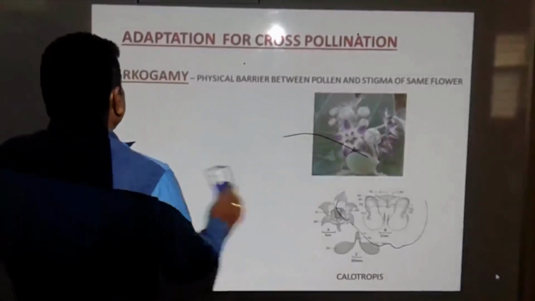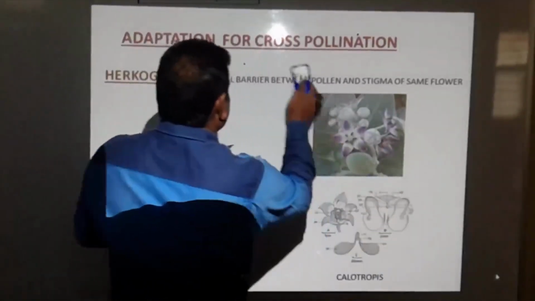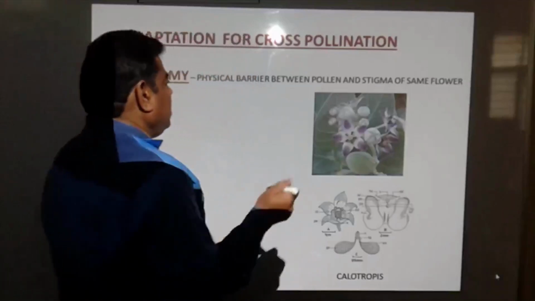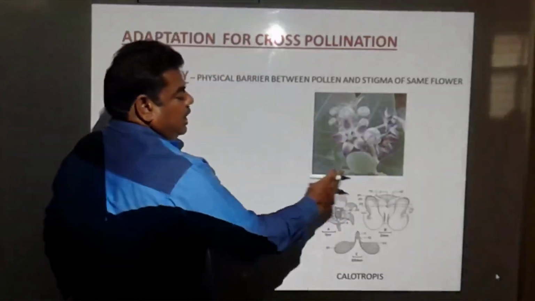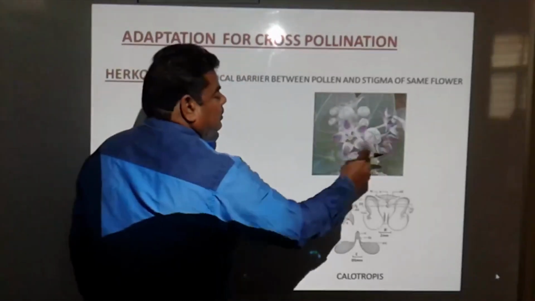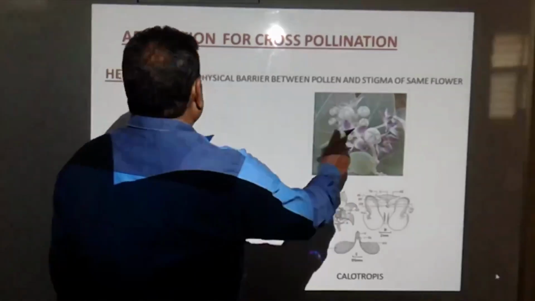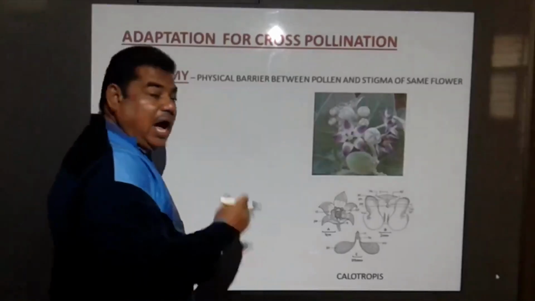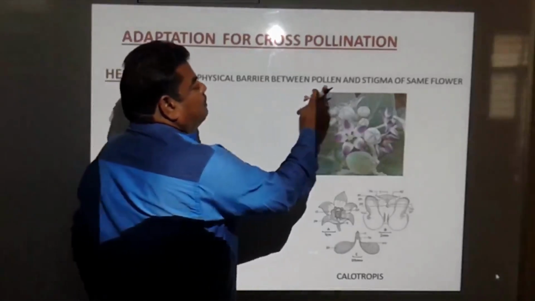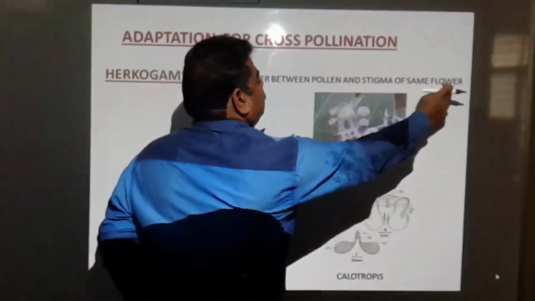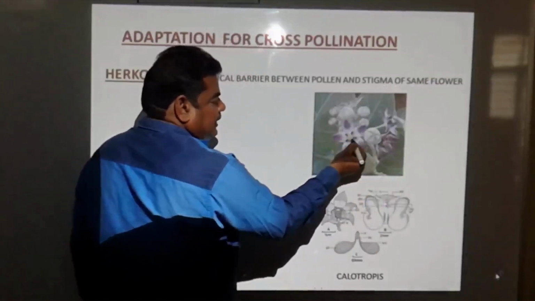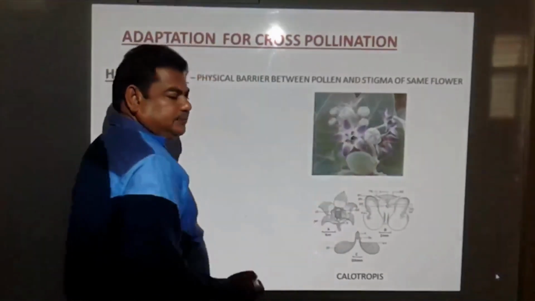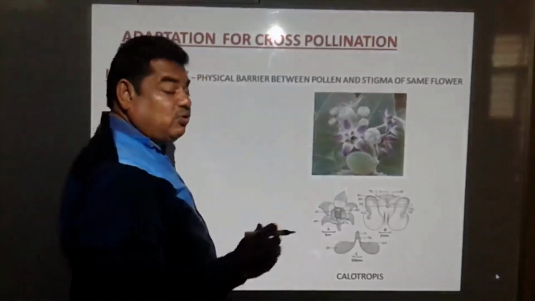Now next, in the case of Calotropis procera, Rui, in Marathi we call it Rutski. In this plant, Calotropis procera, these are the flowers and this one is the fruit. This flower shows hercogamy. Hercogamy means a physical barrier between pollen and stigma of the same flower. Pollen grain formation takes place, but they do not deposit on the stigma of the same flower due to a physical barrier.